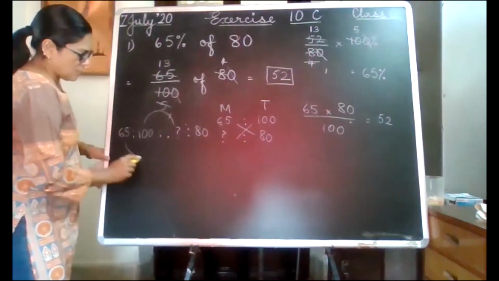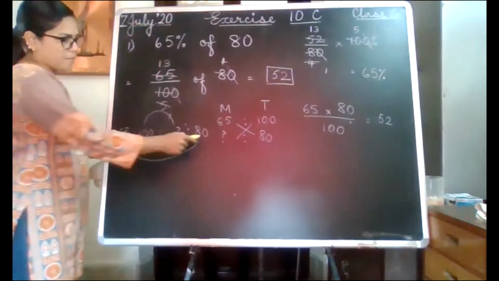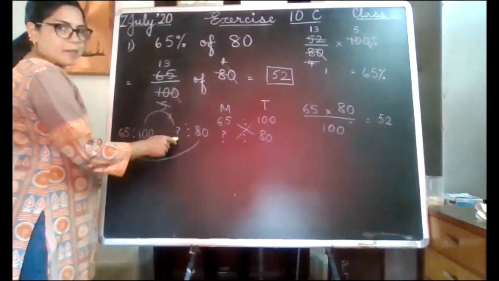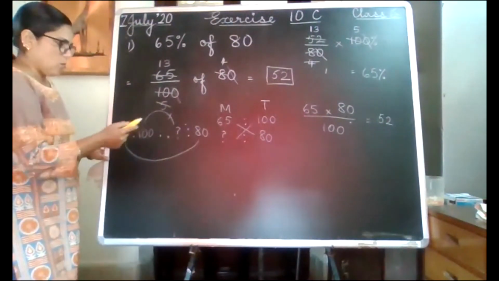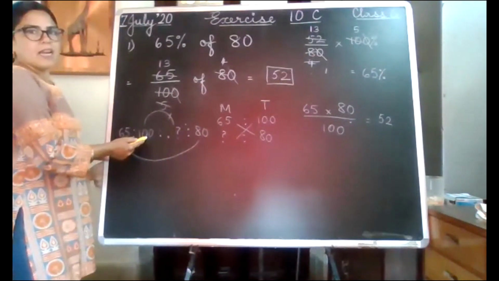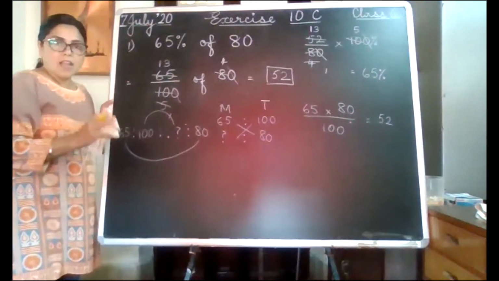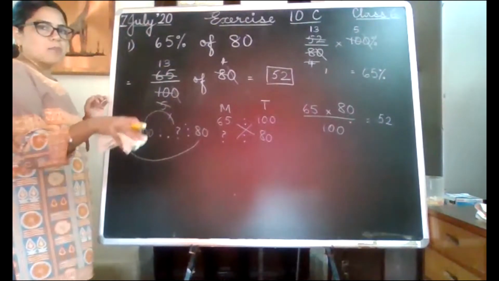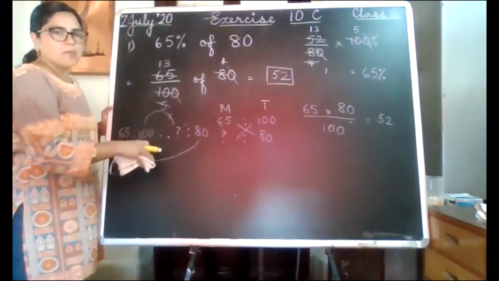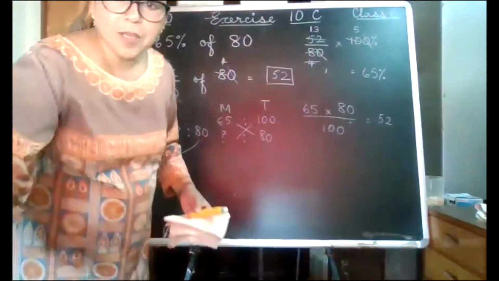Now these both and these both are to be multiplied. So 65 multiplied by 80 equals 100 multiplied by this question mark. So again you will get 65 multiplied by 80 divided by 100. So there are different ways in which we can arrive at our answer. But for now, this is a percentage question, so you need to do it here. You can get this same question even in proportion topic. Okay.